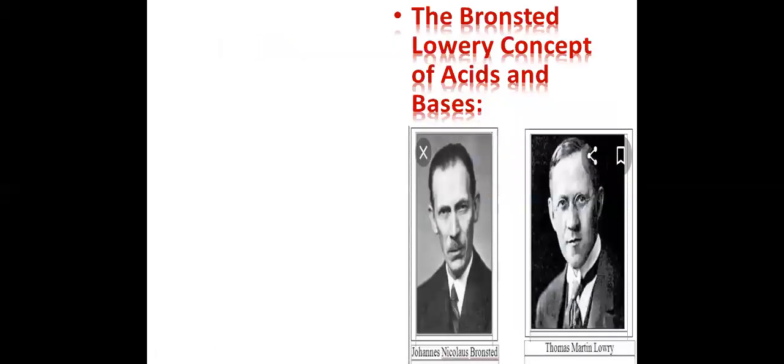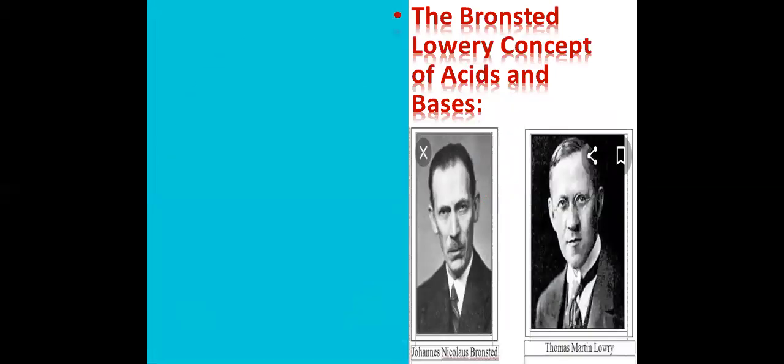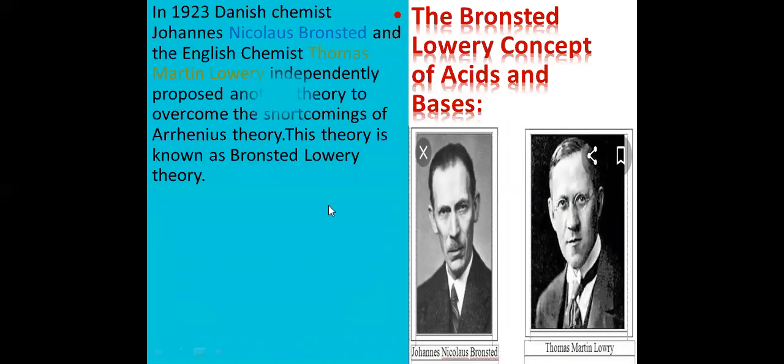The next concept is the Bronsted-Lowry concept of acids and bases. Lowry and Bronsted were two scientists. In 1923, the Danish chemist Johannes Nicolaus Bronsted and the English chemist Thomas Martin Lowry, independently or separately, proposed another theory to overcome the shortcomings of the Arrhenius theory.